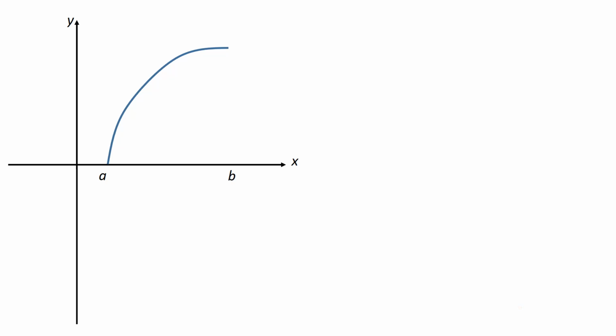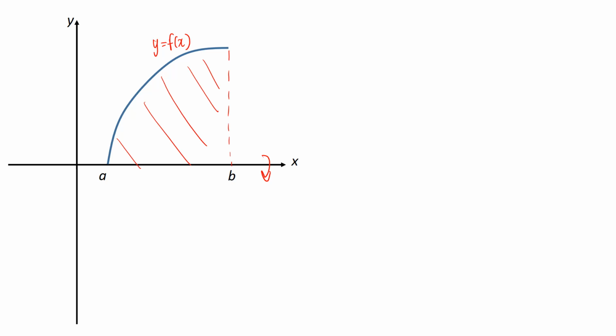How do we go about finding the volume generated by this area under the curve, where this area is the area under the curve of y equals f(x) from x equals a to b? Now, to find the volume generated, we first need to know which axis it is rotated about. So suppose it is rotated about the x-axis.